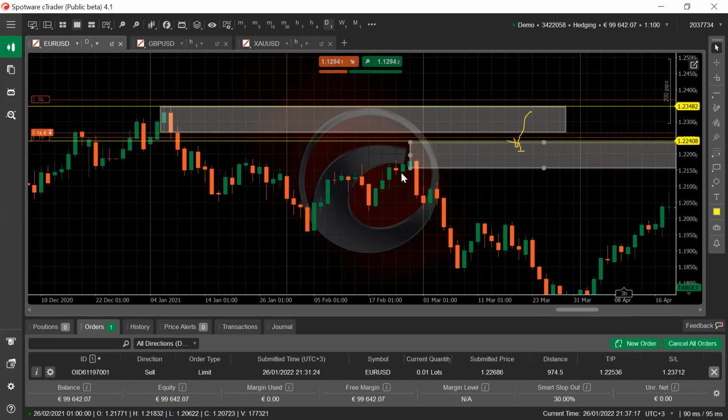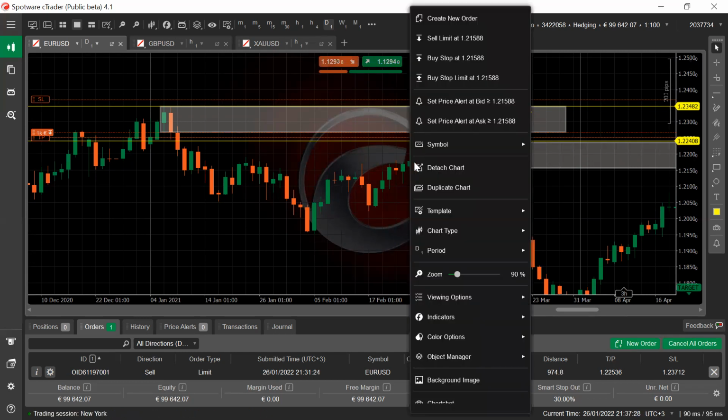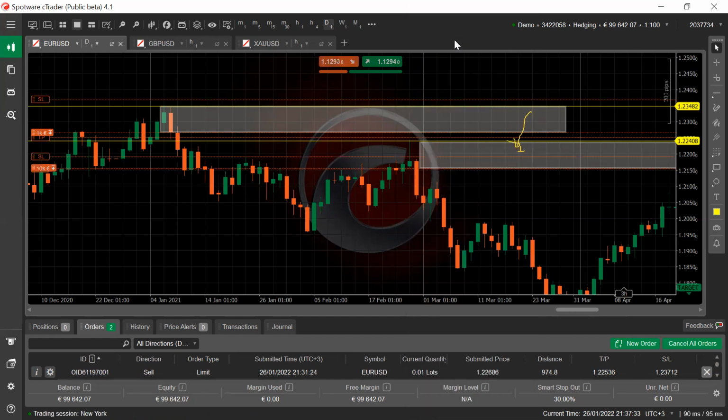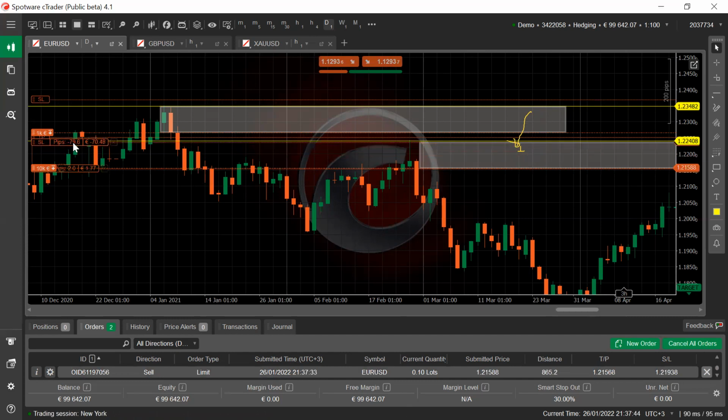Actually, we don't even need this. Once you put your trade, I want to put my sell limit right below there. I right click, sell limit. And then this is our stop loss, but our stop loss must go above this yellow line. So I go here and put the stop loss above the yellow line right there. And our take profit is definitely right here.